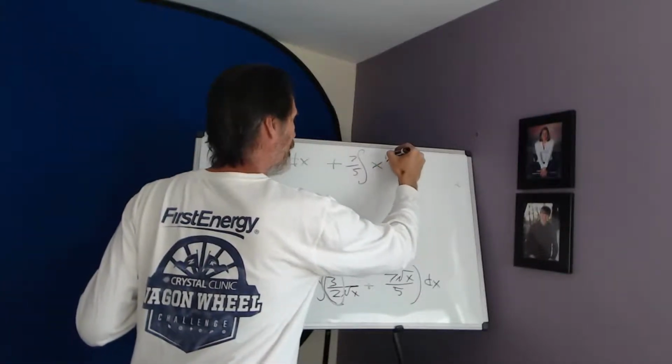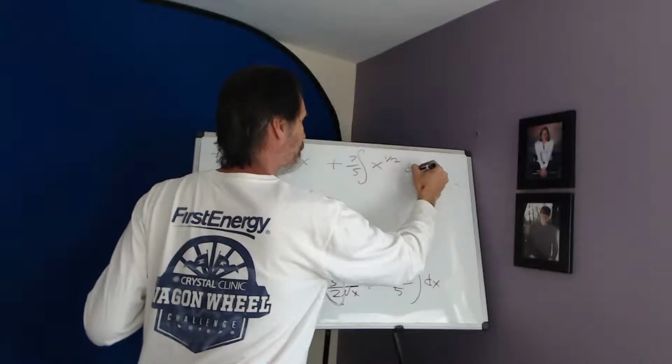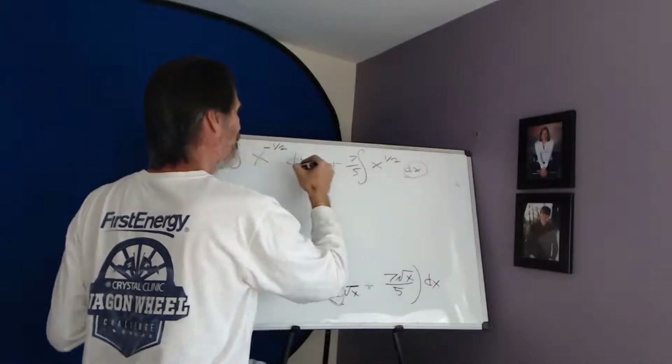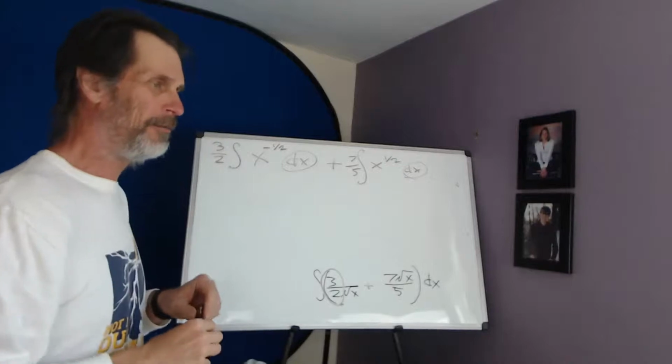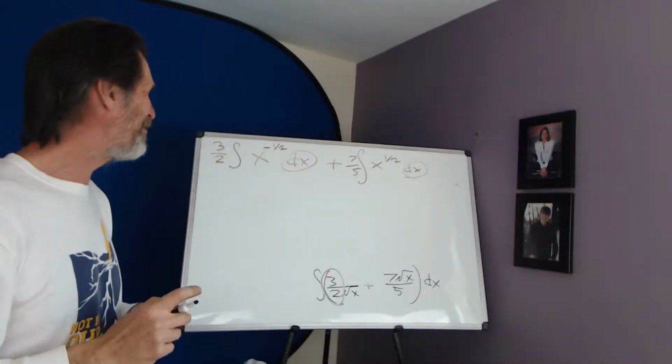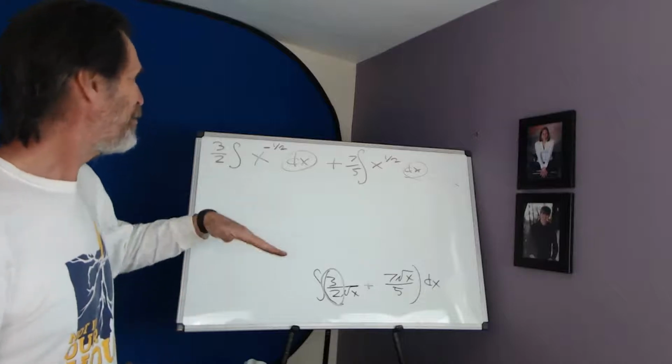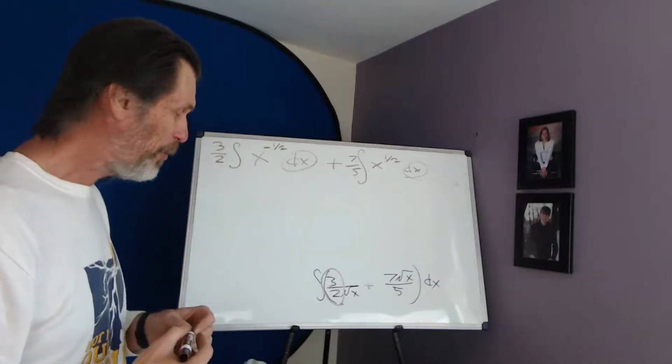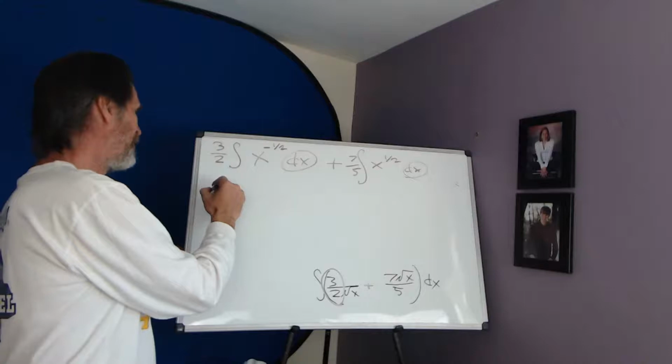Keep the x, rewrite it to the correct power. And notice I have a dx here and a dx here. It's the only appropriate way of writing it, I should say. So now let's go ahead and use the new power rule for antiderivatives.